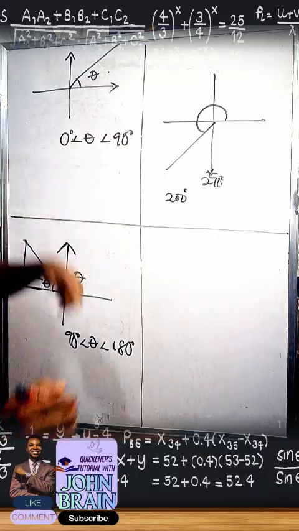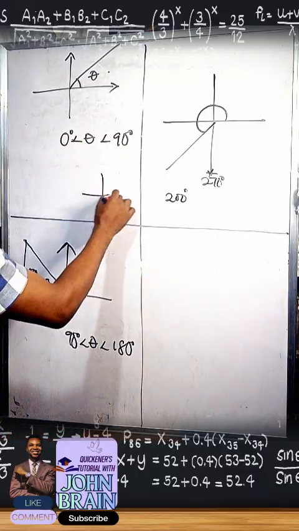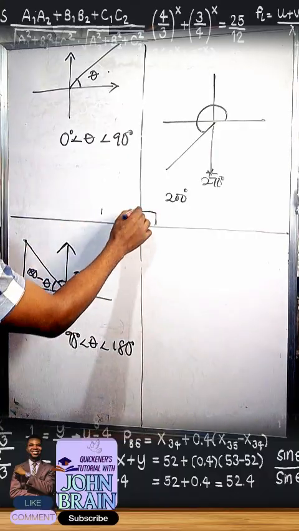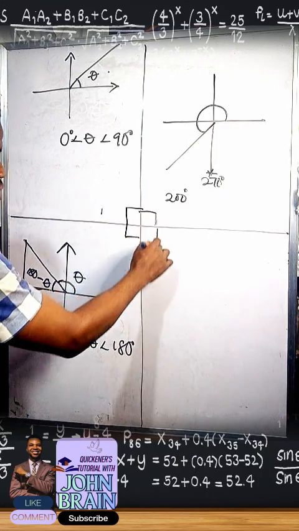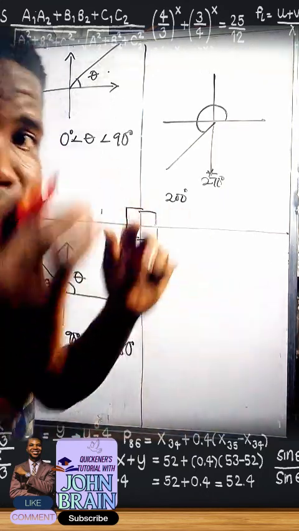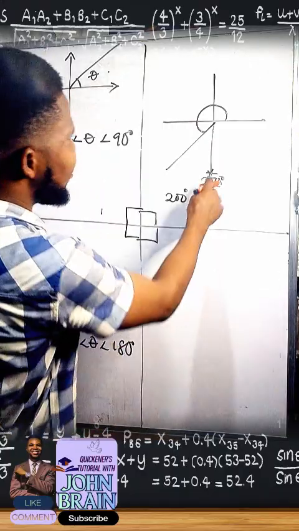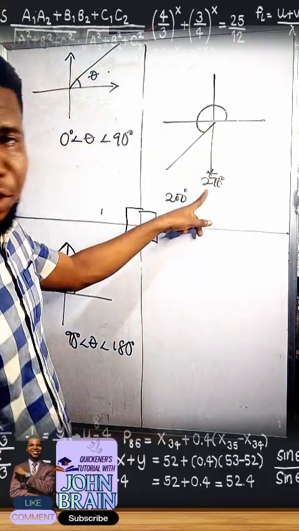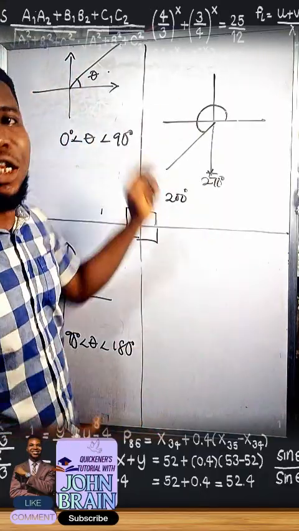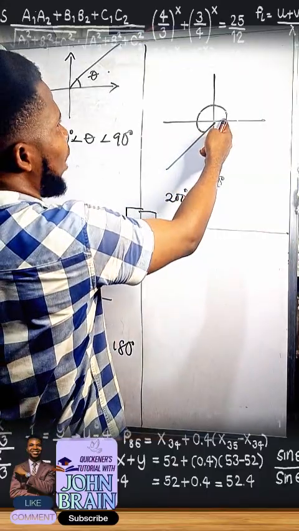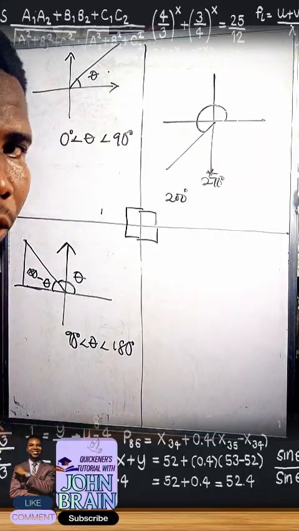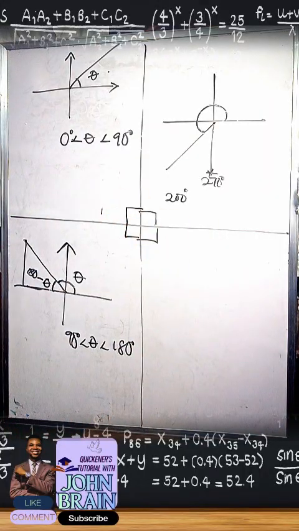And each of those quadrants is 90 degrees. Let me use my bigger board. Each of those quadrants is 90 degrees. This is 90 degrees, this is also 90 degrees, this is 90 degrees, this is 90 degrees. Altogether 360 degrees. You understand me? So if you have 90 times 3, that's 270. So angles at the third quadrant are angles from 180 and not up to 270 degrees. Those are angles at the third quadrant. I hope you understand that.